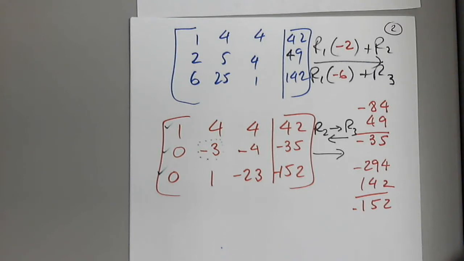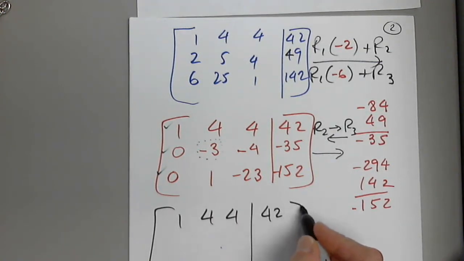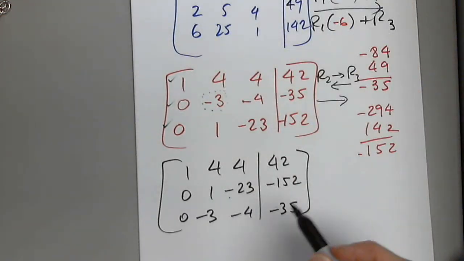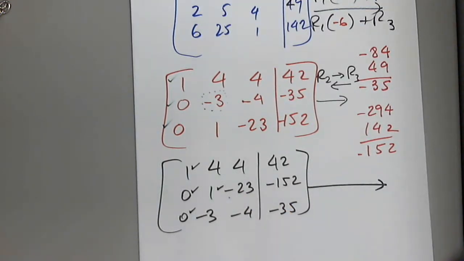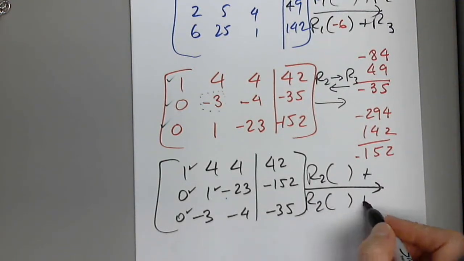Okay? Ready? Good. So then I have 1, 4, 4, 42. 0, 1, negative 23, negative 152. 0, negative 3, negative 4, negative 35. So now we have these done. Which row do I have to use next? 2. Yes, they're all in order.